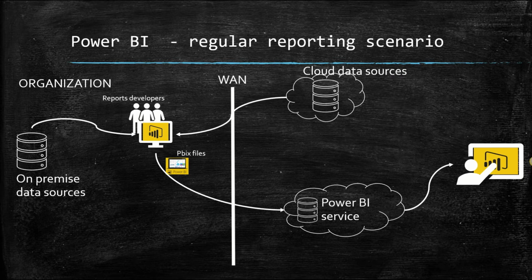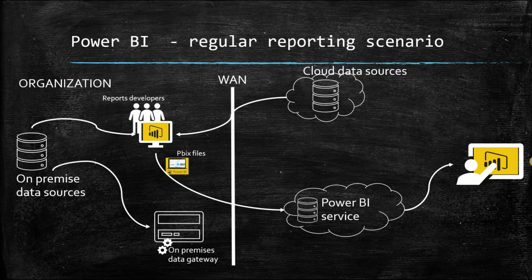Of course, all the data that has been pushed to Power BI service needs to receive updates. And here we introduce the concept of the on-premises data gateway. That is an app that is capable of connecting to on-premise data sources and to Power BI service. Then Power BI service initiates, or can initiate, regular data refreshes. For on-premise data, it goes through the on-premises data gateway, and in case of cloud data sources, it goes directly there. So this is a regular reporting scenario, and as you can see, it's not that simple.